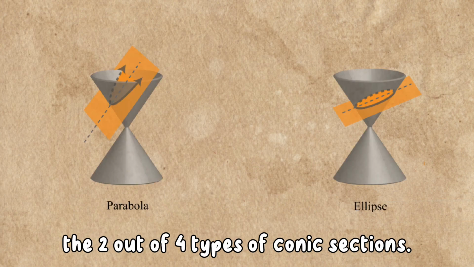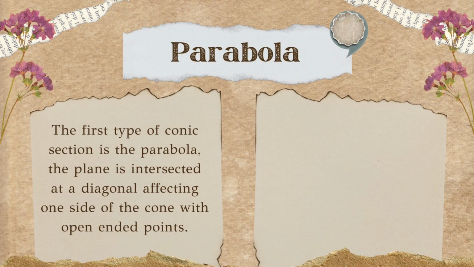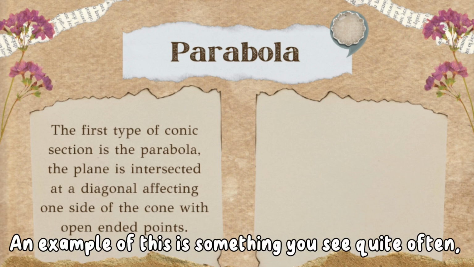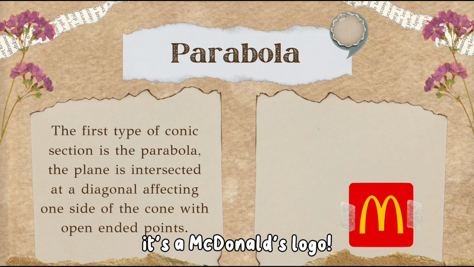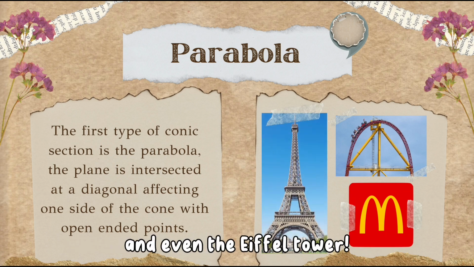Thank you, Sam, for explaining to us what a conic section is. I gladly introduce to you guys the 2 out of 4 types of conic sections. The first type of conic section is the parabola. The plane is intersected at a diagonal affecting one side of the cone with open-ended points. An example of this is something you see quite often. It's a McDonald's logo. Some more examples are a roller coaster and even the Eiffel Tower.